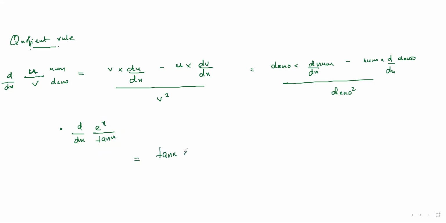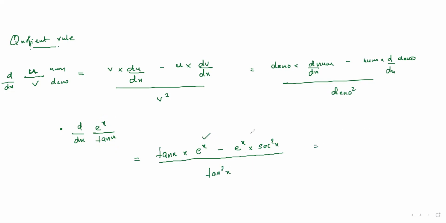Denominator tan x into the derivative of the numerator e raised to x, minus numerator e raised to x into the derivative of tan x, which is sec square x. The whole divided by denominator square. So what is the denominator? Tan x, right? So the square is tan square x.